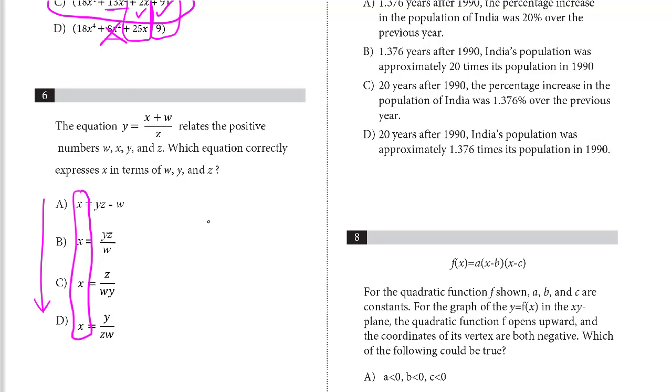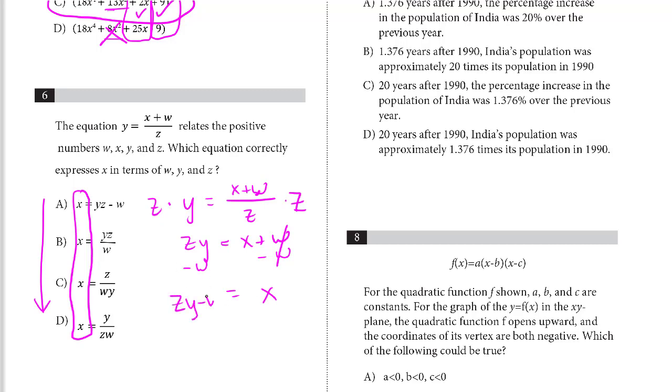Well, first thing I'm going to do is, let's just start with our equation again. W over z. Okay. If I want to isolate x, I'm going to multiply both sides by z. Get rid of my denominator as the first step. So zy equals x plus w. Now I want to subtract the w off the side of the x to isolate my x. And I'll get x, w's cancel, equals zy minus w. Well, that answer is A.